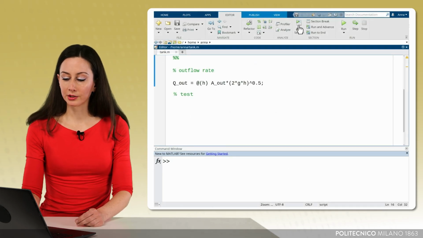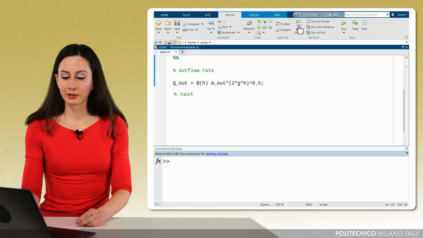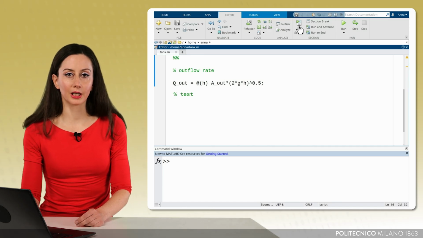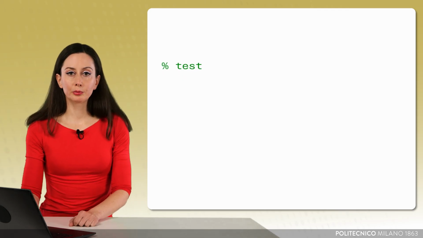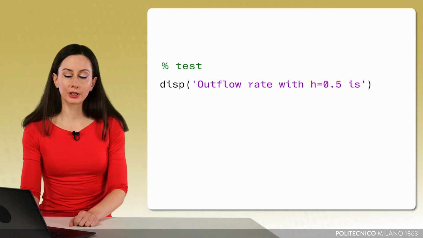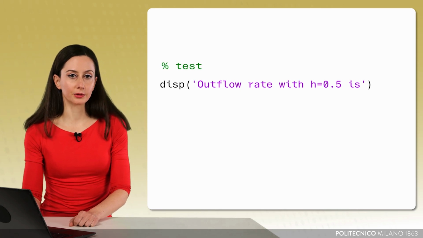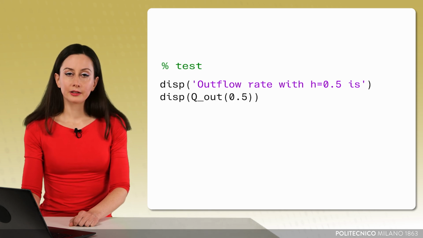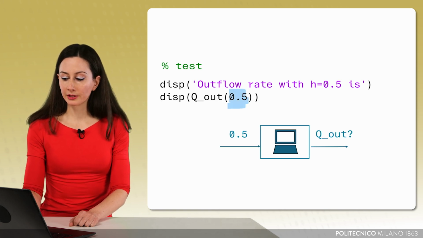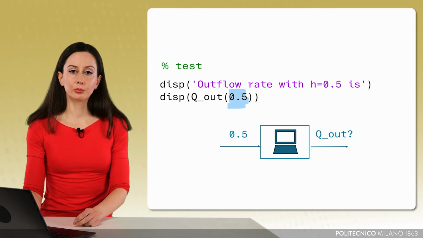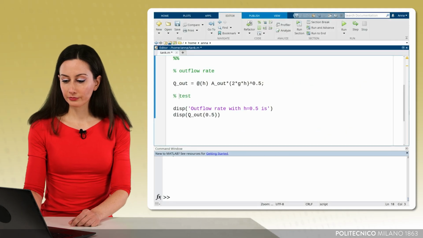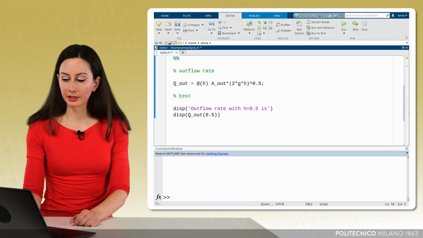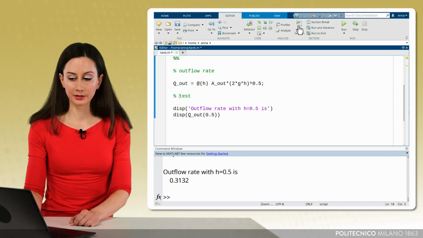Now, going back to the big picture, now that the function has been defined, we can run this section and it's ready to use. So how can we test it? We can print its output for a chosen input. In MATLAB, we can use disp to display a string, so some text on the screen, for instance, "The outflow rate is". Then the value in brackets, 0.5, will be given as an input to the function Qout to compute the result, which will be printed by disp. Running this last block, we obtain a value of about 0.31.